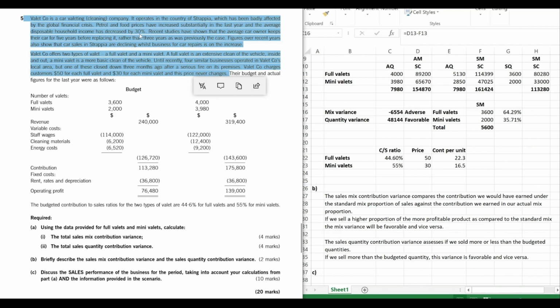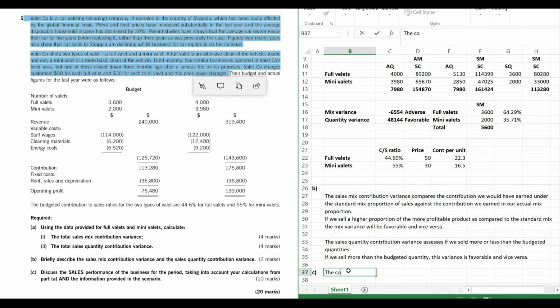Can we link it to either of these variances? Well, think about it. If a person's income goes down, what's likely to happen? They're gonna start buying cheaper alternatives, right? And if we look at Valet Co services, they're $50 price for a full valet and $30 for a mini valet. So what's going to happen when people have less income is they're going to switch from the $50 more expensive valet service to the $30 mini valet service, and that's what's happened. So rather than 36% of people buying mini valets and 64% buying full valets, it's like a 50-50 split instead. So we can explain that accordingly.